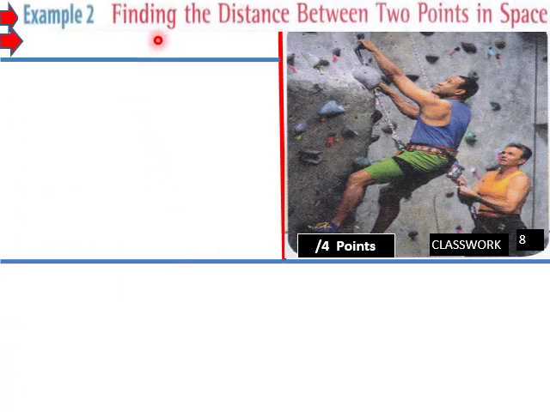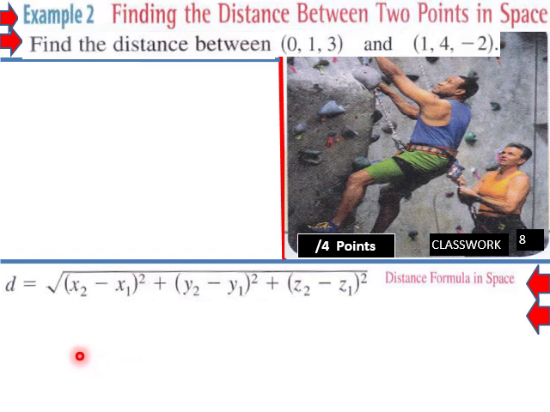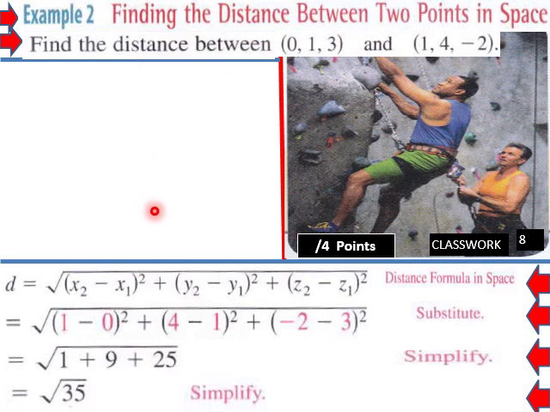Okay, well that sounds cool. Finding the distance between 2 points in space: find the distance between these 2 points. So here is our distance formula in space, and then we plug in our values from up here, 1, 0, 4, 1, -2, -3, and then we combine like terms. So we have 1 plus 9 plus 25, so the radical 35 would be our distance between these 2 points, and that would be how you would do it.